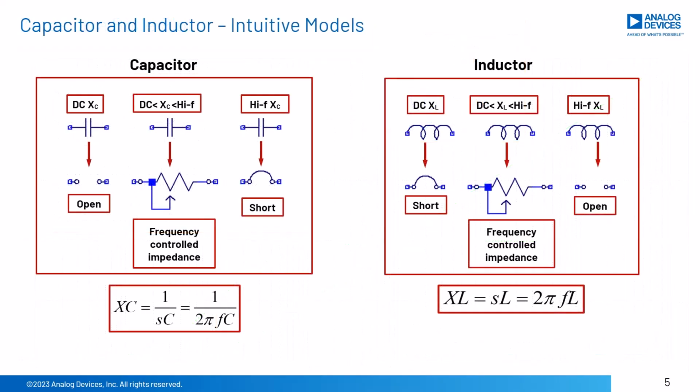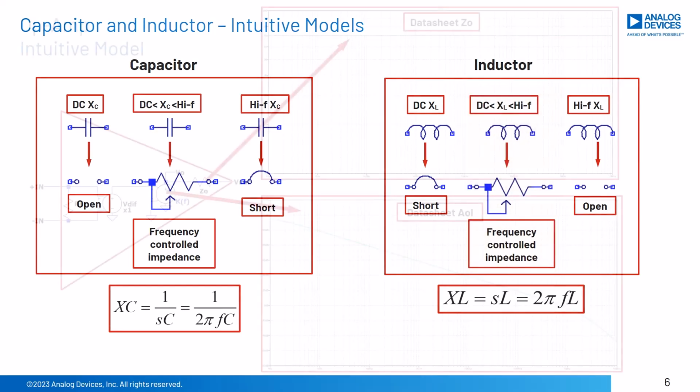For quick first-order assessment of our circuits under analysis for stability, it is handy to use intuitive models for inductors and capacitors. A capacitor will look like an open at DC and like a short at high frequency. In between DC and high frequency, the capacitor will look like a frequency-controlled impedance. Conversely, an inductor will look like a short at DC and like an open at high frequency. In between DC and high frequency, the inductor will look like a frequency-controlled impedance.